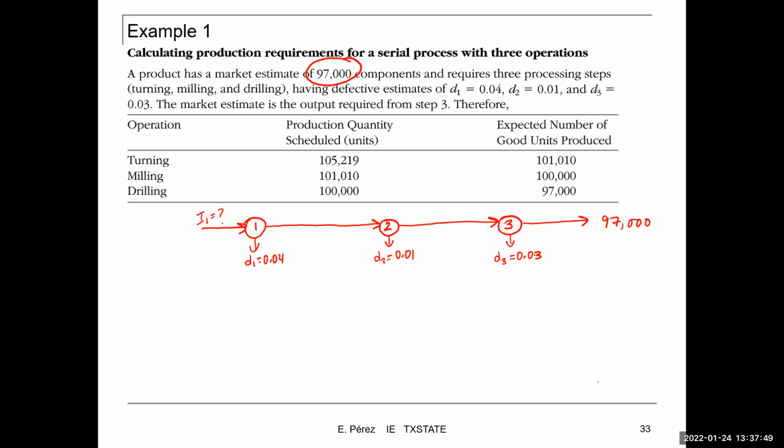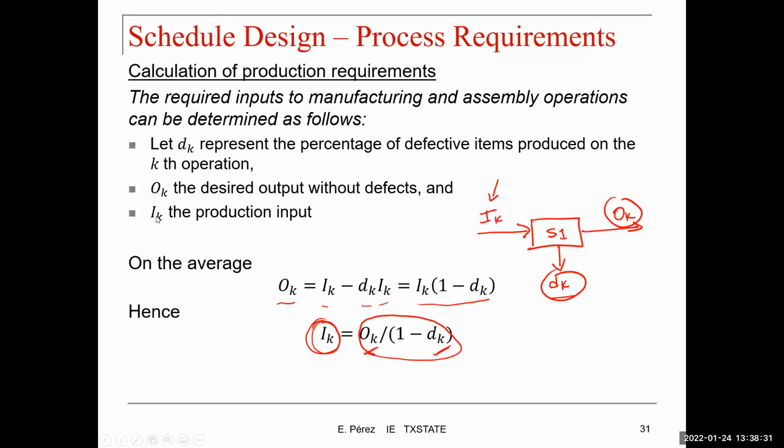So using the tools, and remember, here, this is going to be output of 1. Output of 1 is going to be the same as input of 2. And this output of 2 is going to be equal to the input of 3. And our output of 3 is given, 97,000. So I need to know what is this, this, and this in order to get this number. So I'm going to start backwards, going back to this equation, right?